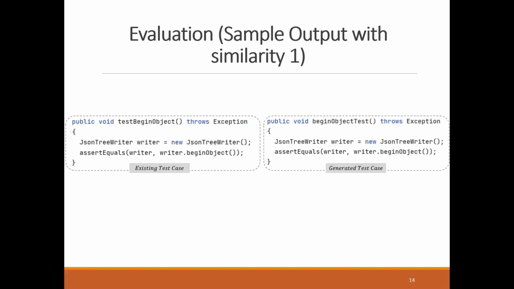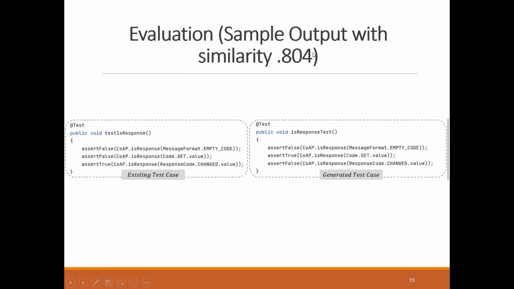This is one of the examples TSC generated. We can see this is the existing test case written by the developers, and this is the generated test case, and their cosine similarity value is 1. One thing is that the model considers both structural and semantic properties of the source code. That's why, although the names are different here, it's showing a similarity value of 1. So this is a very good example of a TSC generated test case.